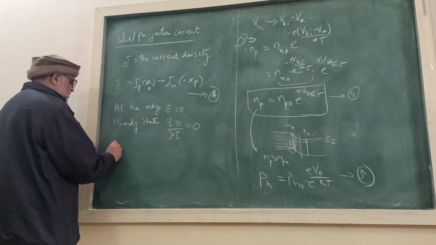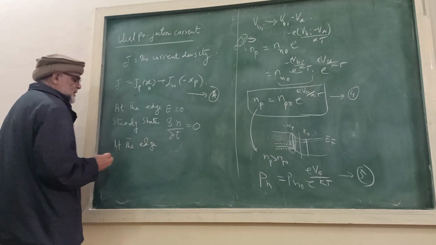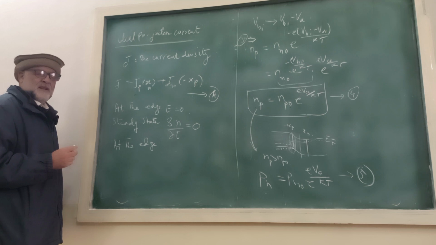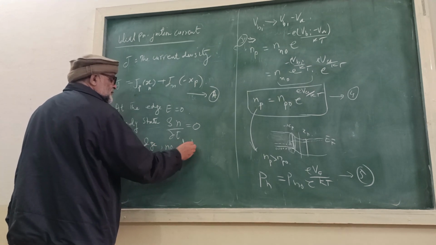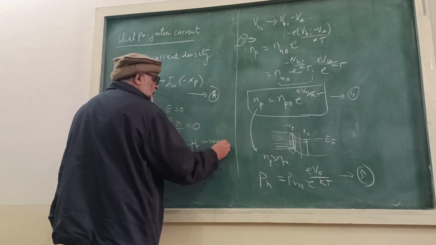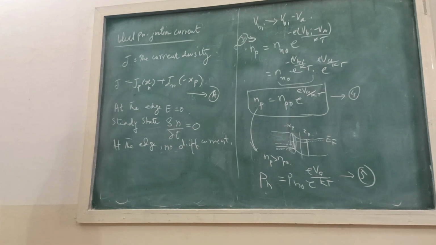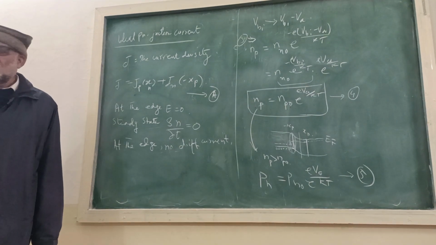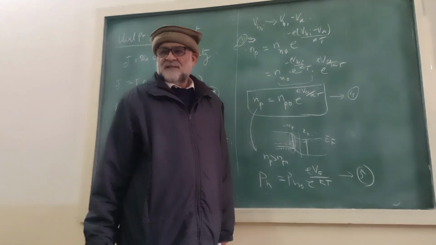So at the edge, right? No drift current. Drift current is caused by the electric field, so it will be diffusion current. Drift current is caused by the electric field, and at the junction, we said that there is no electric field.